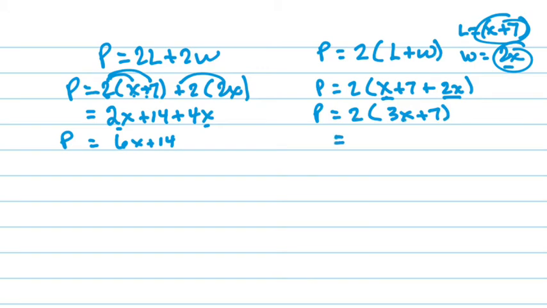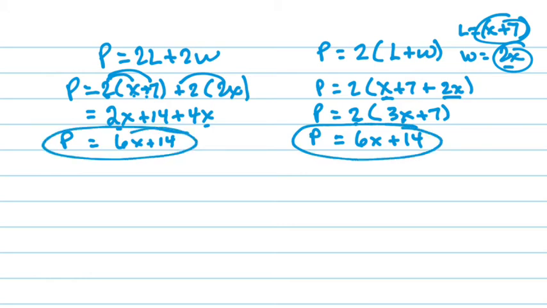Which then we would multiply. 2 times 3x is 6x. 2 times positive 7 is positive 14. So you'll see that they'll both give you the same exact result. It makes no difference which one you use. But in some cases, this one is easier. Some cases, this one looks easier. It depends on how you like to do it.